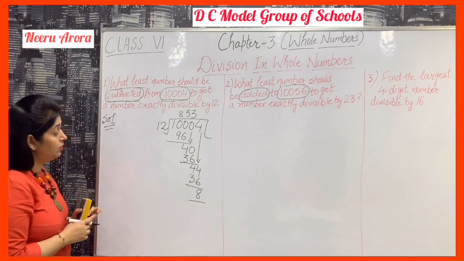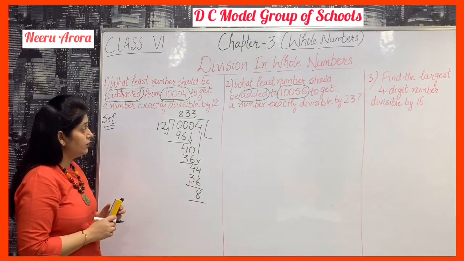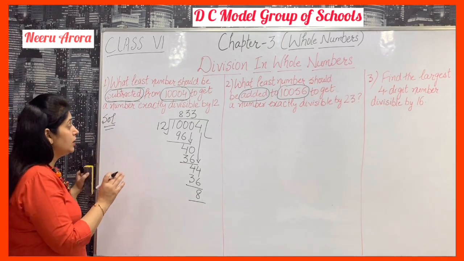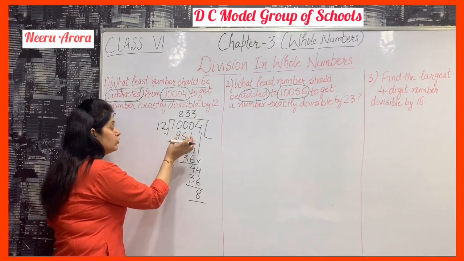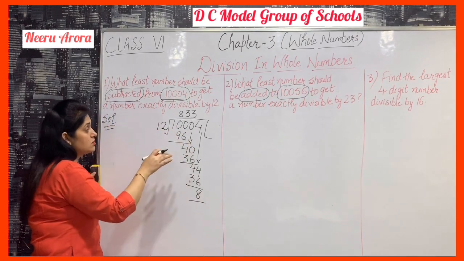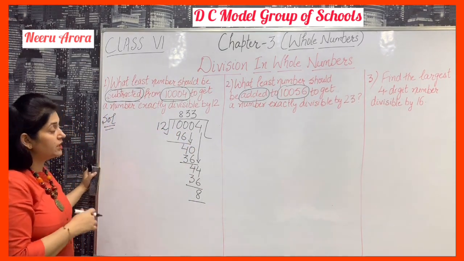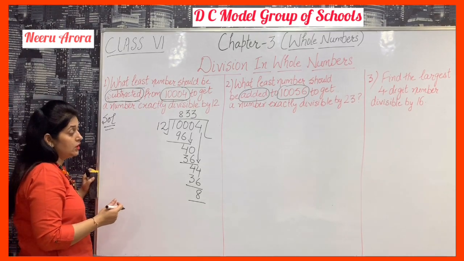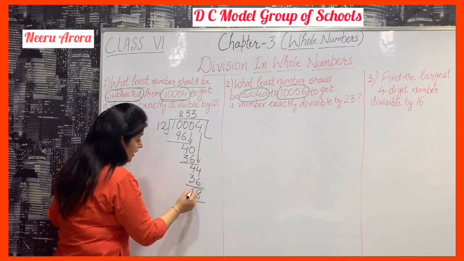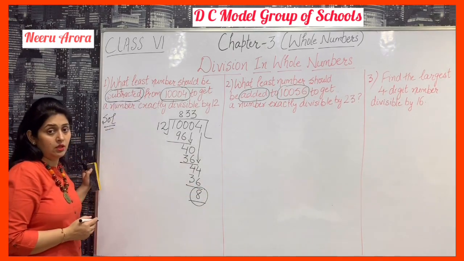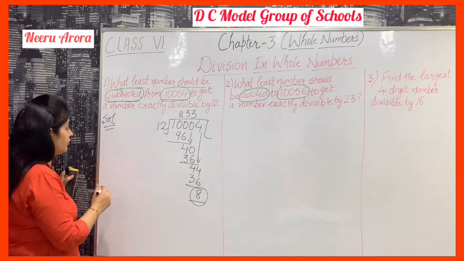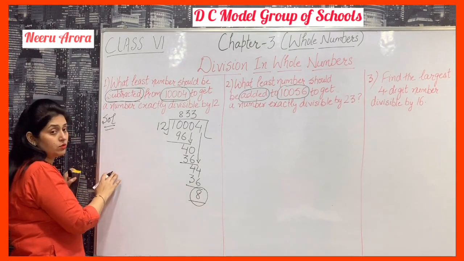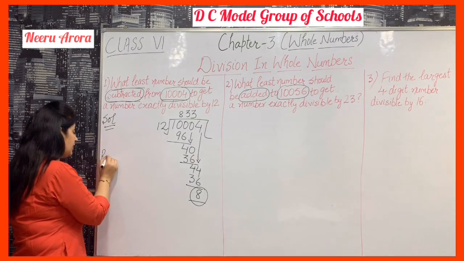Now see, the question is what least number should be subtracted. So we know that we have to subtract something from this dividend to get a number divisible by 12. So what is that least number to be subtracted? We will subtract this remainder from the dividend to get a number exactly divisible by 12. So what will be our required number?